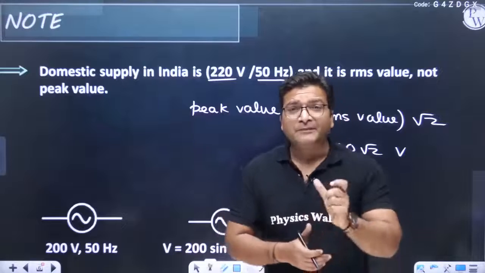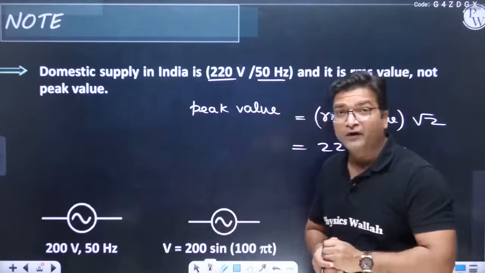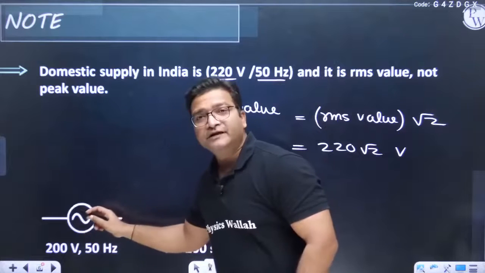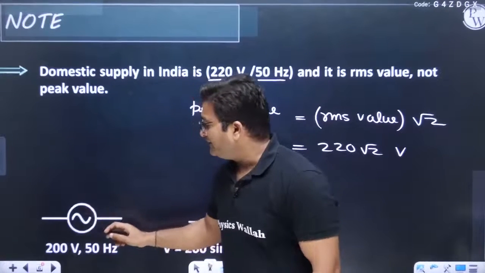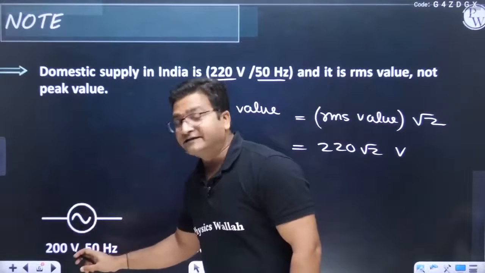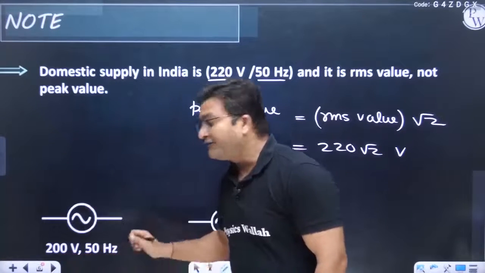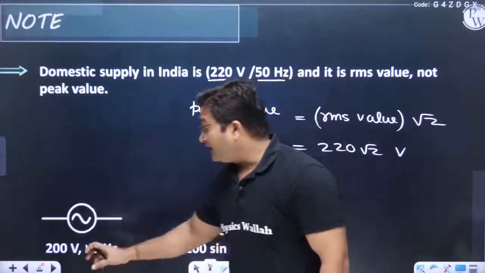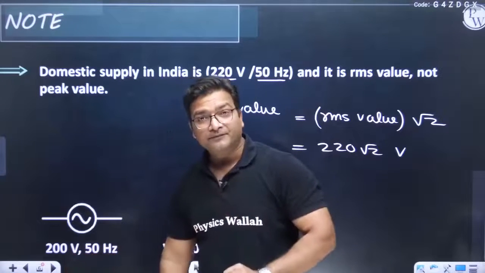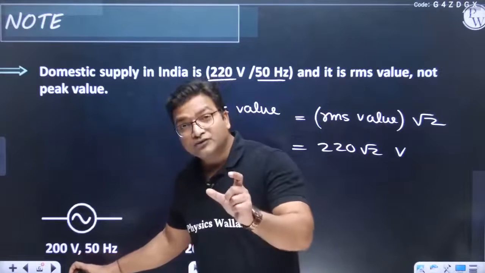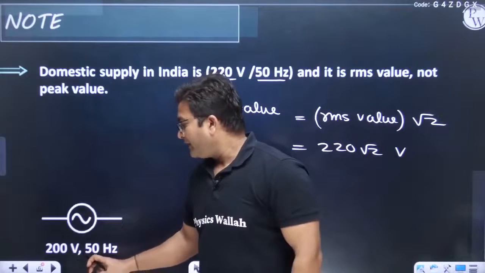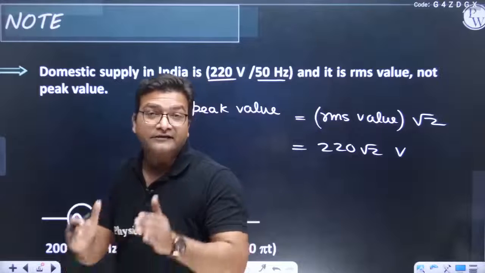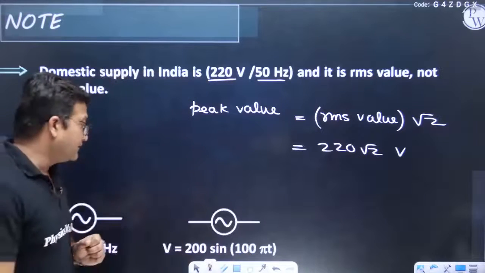Mostly we see two types of symbols for AC. As I explained to you, this is the symbol for AC voltage. But sometimes below this, it is written 200 volt 50 hertz. So here we have to understand that the RMS value would be 200 volt. The peak value would be 200 root 2 volt. And the frequency of the signal is 50 hertz, meaning there are 50 cycles in 1 second of that signal.